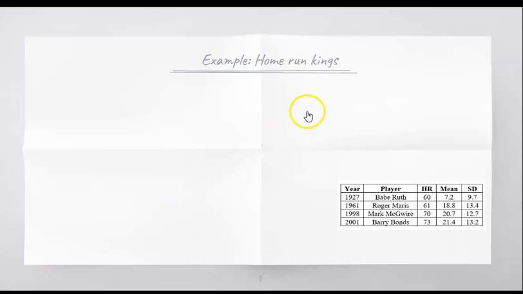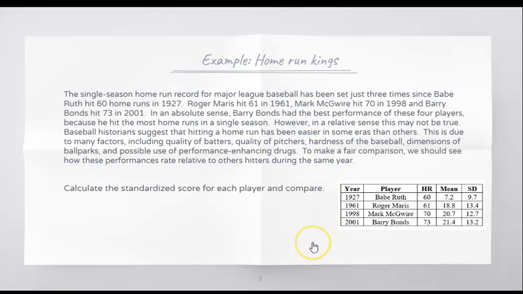So, home run kings. Let's look at this example. The single season home run record for Major League Baseball has been set just 3 times since Babe Ruth hit 60 home runs in 1927. Roger Maris hit 61 in '61. Mark McGwire hit 70 in '98. Barry Bonds hit 73 in 2001. And in an absolute sense, Barry Bonds had the best performance of these players because he hit the most home runs in a single season.